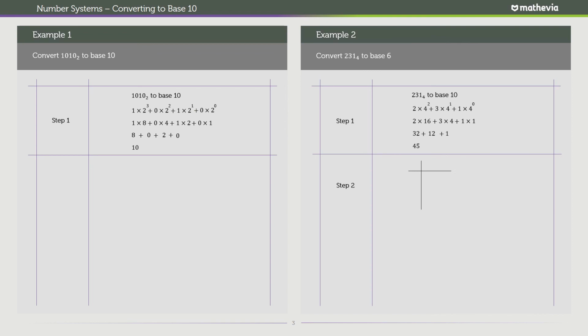Now we're looking to convert to base 6, so we have a number in base 10, and we just go ahead. We know how to convert from base 10 to base 6. We divide by 6, divide again, divide, and we have our answer: 113 base 6.